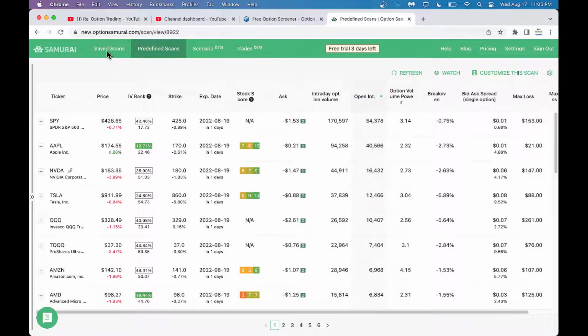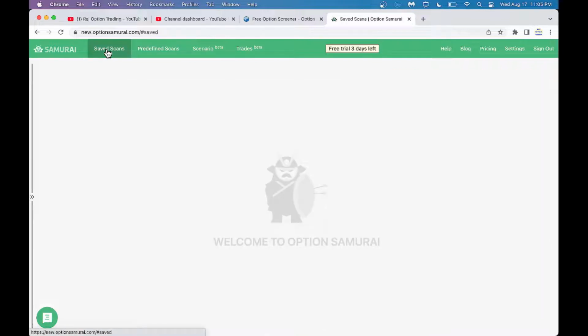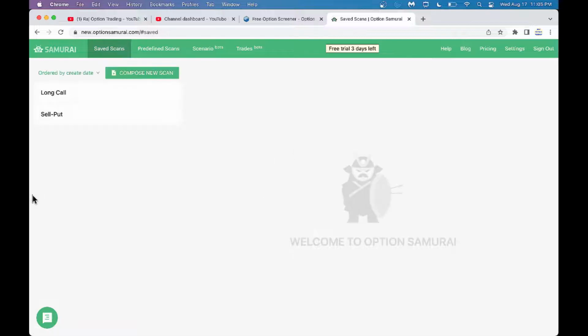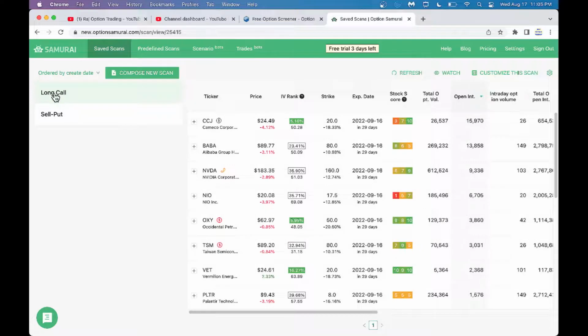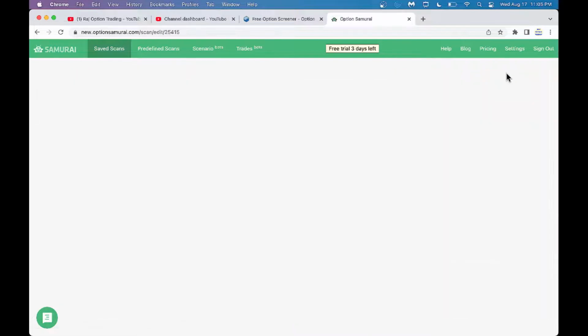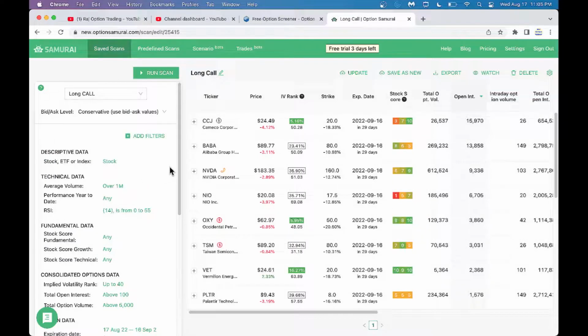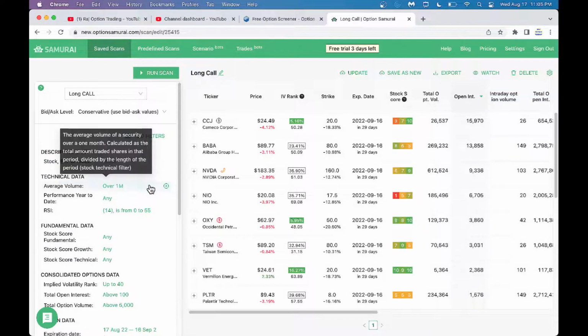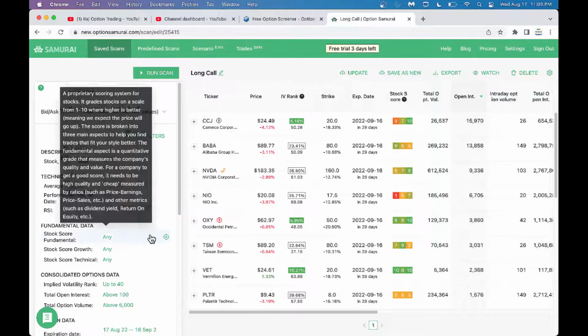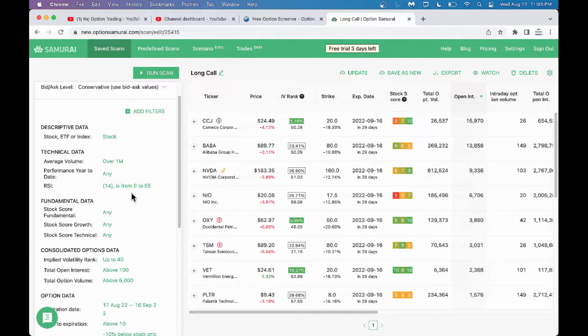And what I also like to do is I go to my saved scan here. When the market sells off big time, you could also buy call options. One of my favorite strategies is long call. Look, I could click on my scanner here. I could customize the scan and show the filters. Look, filters are pretty simple. I have stock over 1 million traded, and we got RSI to be 1 to 55. I want this to be sold off, as you can see here.